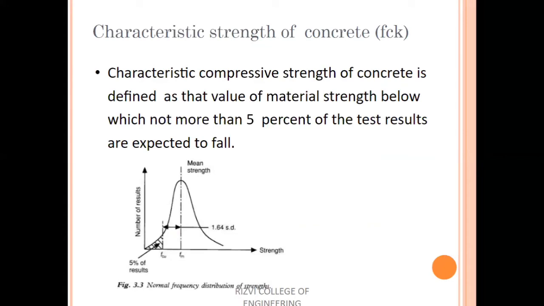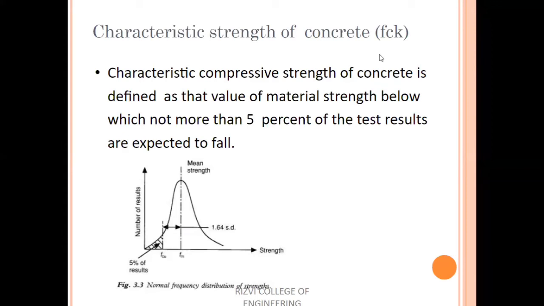Characteristic strength of concrete. Characteristic compressive strength is defined as that value of material strength below which not more than 5% of the test results are expected to fall. This means that if you have 100 cubes, 95 of those cubes should have a value greater than the FCK for which we are designing. I hope this is clear to everyone.